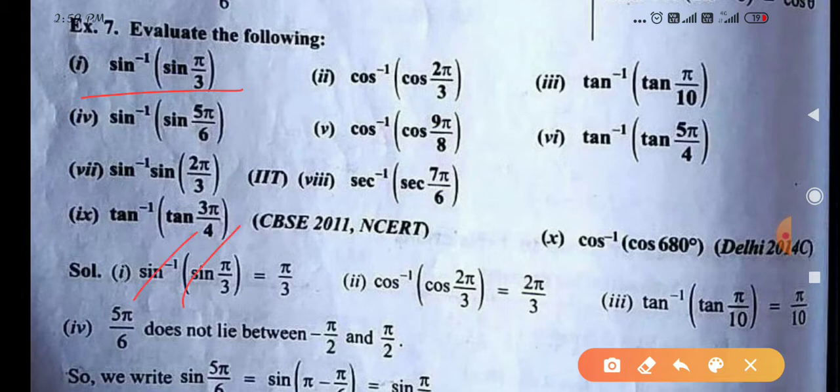You see, some more examples are there. This first example, sine inverse sine pi by 3. Pi by 3 lies in the particular interval minus pi by 2 to plus pi by 2. So you can apply the self-adjusting property directly and the answer will be pi by 3. Here cos inverse cos will cancel and the answer will be 2 pi by 6 because it lies between 0 and pi. Here also tan inverse and tan will cancel and pi by 10 will be the answer.